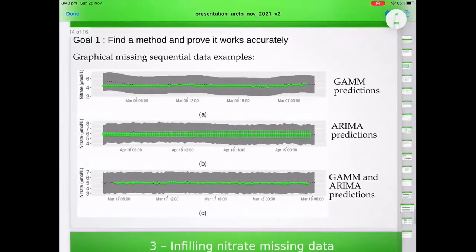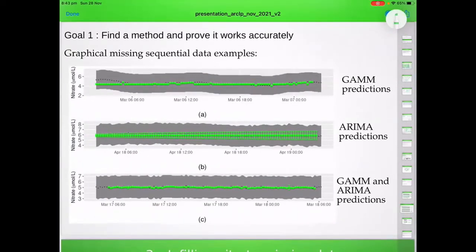What is the difference between using the GAM prediction or the ARIMA prediction? Using the GAM prediction means that you have all the information at the missing data point at time t. When we only use the ARIMA part, we don't use the covariates, and it looks like the prediction interval is increasing. So this part is just with the GAM prediction, and this one with the ARIMA prediction.